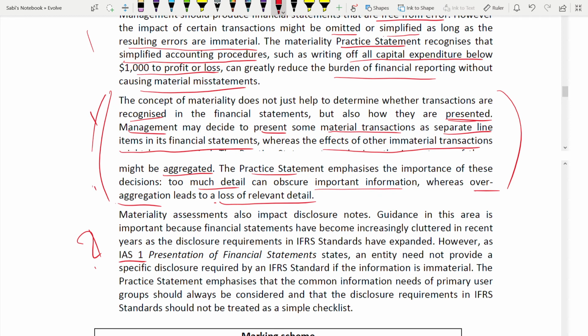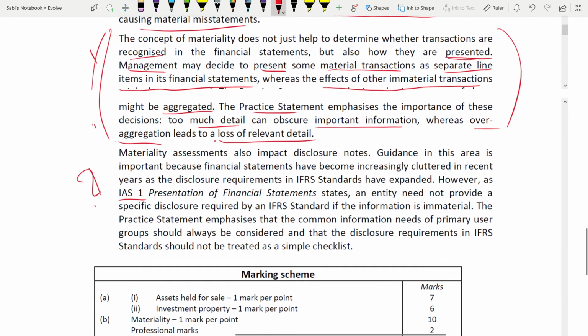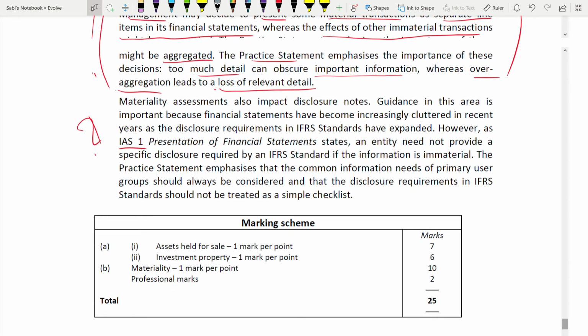You don't know what it is. It is just aggregated and you are given just one figure. But that one figure is made up of what? You don't know. Now, finally, the last: disclosure notes. It impacts disclosure notes. So, you can talk about recognition, measurement, presentation, disclosure. In these 4 areas, materiality is important. Okay? Guidance is important.